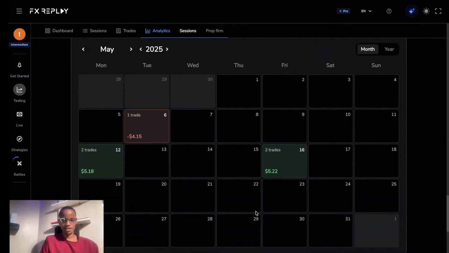So you can check and see we had only 3 trading days. What we want to change now is the trade frequency. We want to be receiving at least a trade every day. That's what we want to work on.